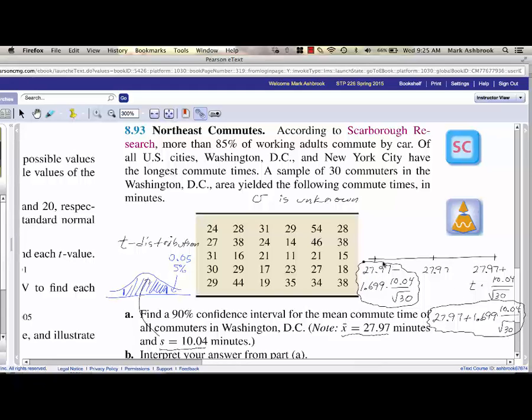Margin of error, same thing as before. I'll do it in red. Margin of error is this right there. And that will be how much we add or subtract from the mean. So it's kind of our distance away from the mean that we're, in this case, 90% confident that the population mean falls within that margin of error of the sample mean. Okay, so I hope this helps you with the homework.